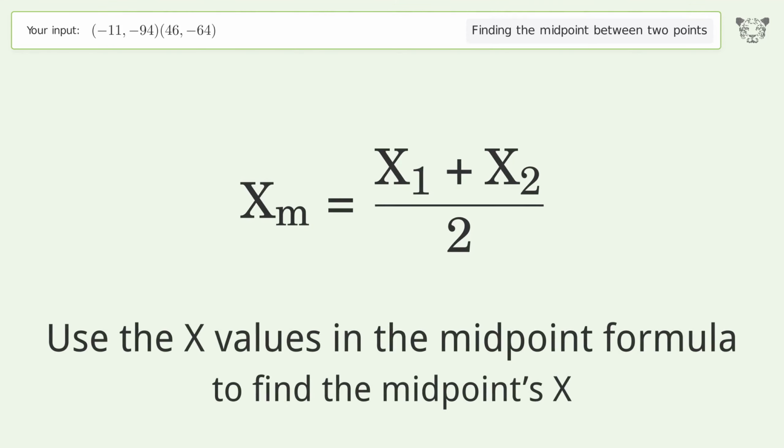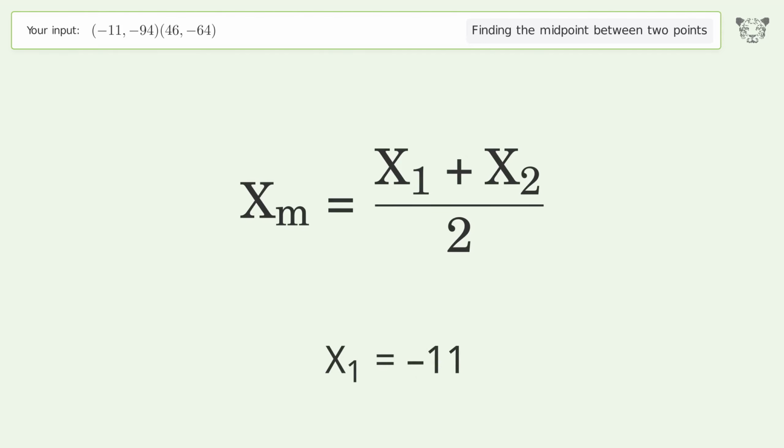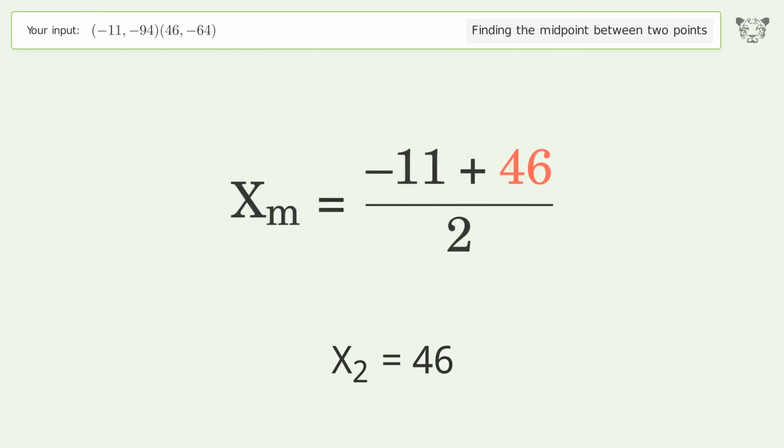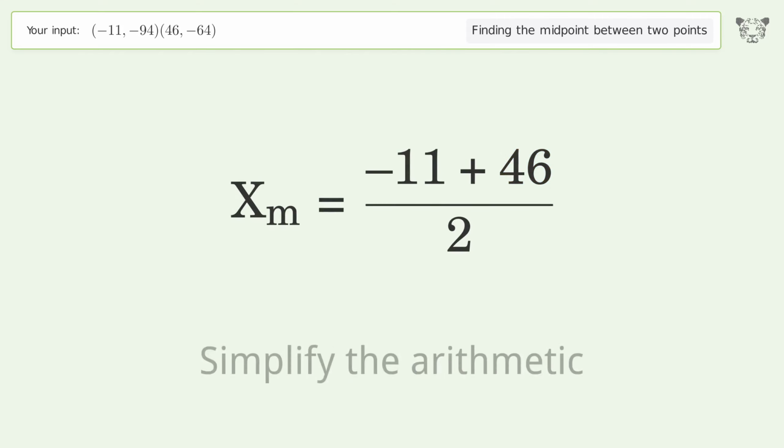Use the x values in the midpoint formula to find the midpoint's x. x1 equals -11. x2 equals 46. Simplify the arithmetic.